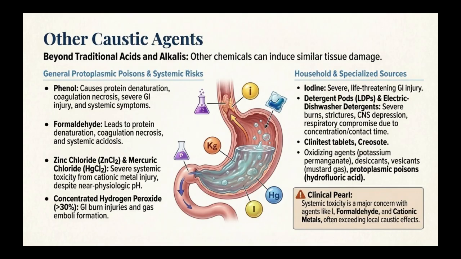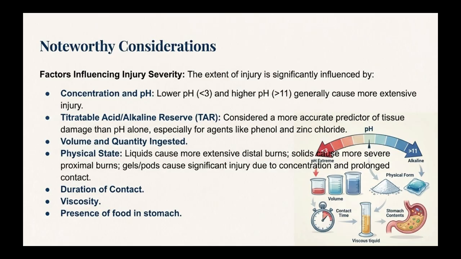Fourth, viscosity affects how the agent moves through the body. Less viscous acids may pass quickly into the stomach, potentially sparing the esophagus somewhat compared to more viscous agents. Finally, the duration of contact directly correlates with increased tissue damage. The presence of food in the stomach can also influence the distribution and neutralization of the caustic agent.